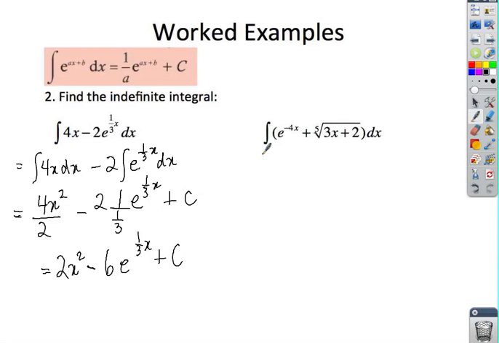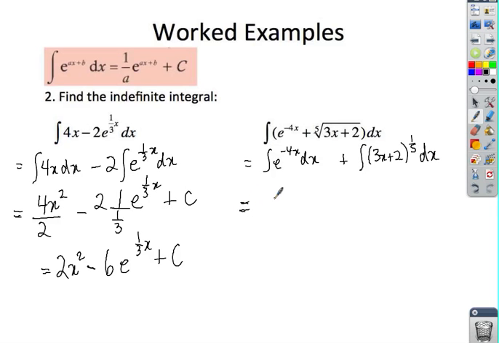Again, it might be worthwhile. You don't have to, but you can do this. You can separate the terms. This is equal to the integral of e to the negative 4x dx plus, I might rewrite this at the same time, the integral of (3x plus 2) to the 1/5 dx. And now we'll take the integral of each of these terms separately.